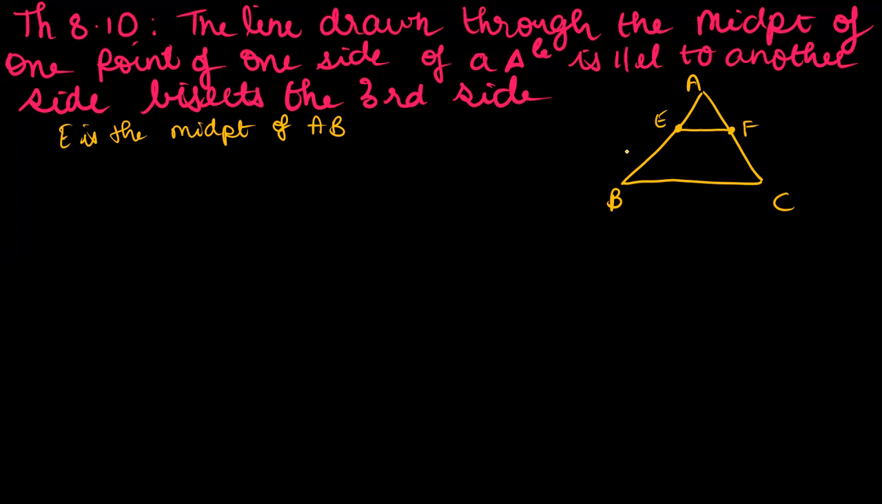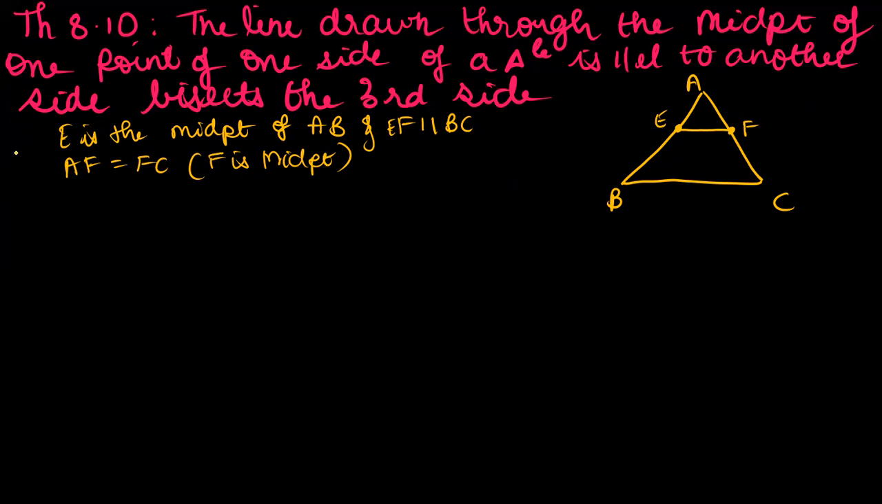So the line drawn through the midpoint of one side of a triangle is parallel to the other side. Okay, meaning EF is parallel to BC, right? EF is parallel to BC. Through one side of a triangle parallel to another side bisects the third side, meaning it divides AC into two halves. So that means AF is equal to FC, that is F is the midpoint. That's what the second half of the theorem is saying, right?